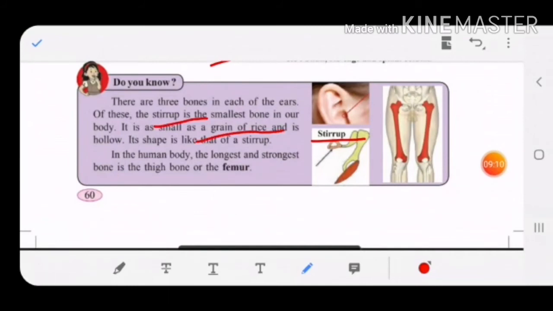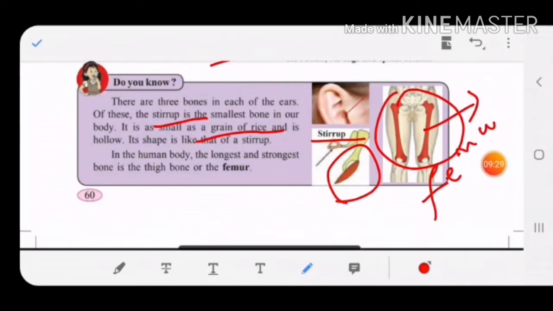It is small as a grain of rice. Okay, it's very, very small, and it is shaped like a stirrup. Can you see here? They have shown it. This is the smallest bone in the ear, and the longest and strongest bone is found in our thighs. This is called the femur. This is the longest, and in our ear this is the smallest bone. It is called the stirrup.